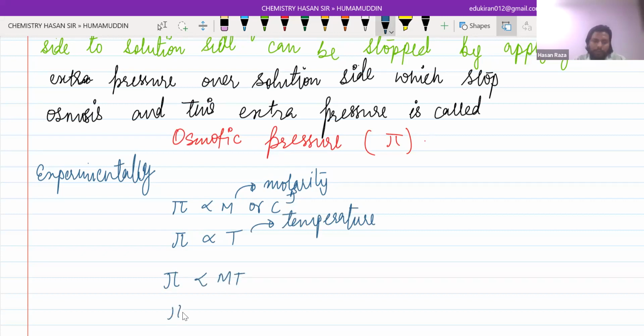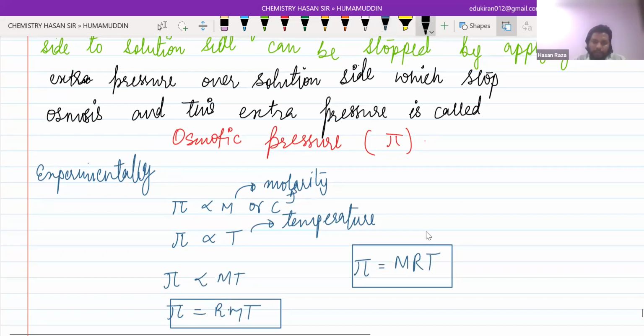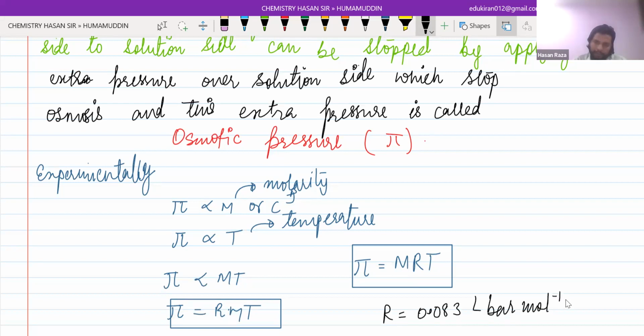Now you can combine these two equations and it will be directly proportional to MT. To remove this proportionality sign, we are going to use a constant, that is the ideal gas constant R, so pi is equal to MRT. The value of R depends upon which unit you are taking. One of the values I'm going to write is 0.083, that is liter bar per mole per kelvin. And you already know what molarity is.